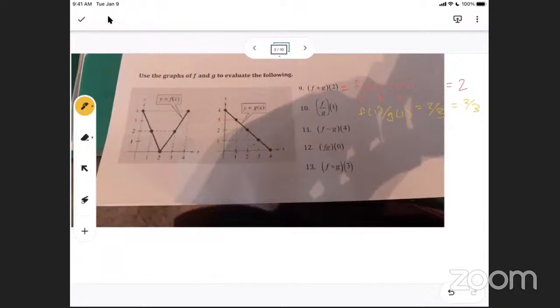So for number 11, f of 4 minus g of 4. What's f of 4? 4. 4, good. And what's g of 4?